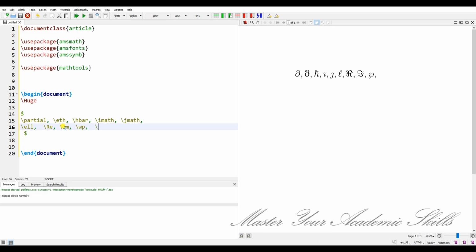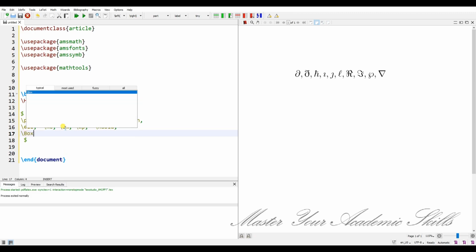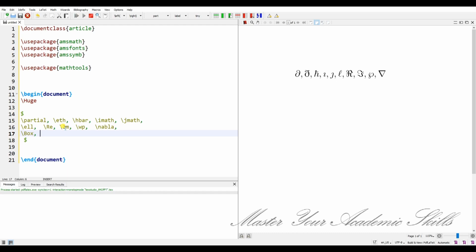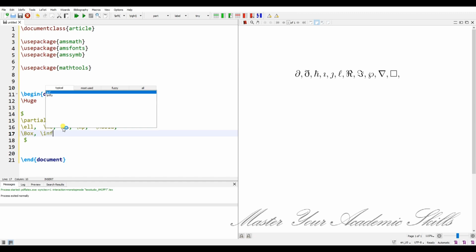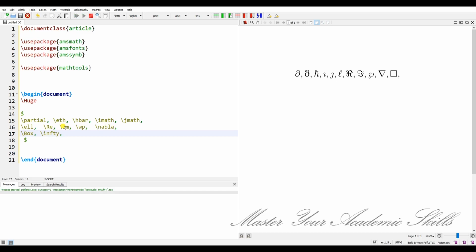Nabla is another symbol. This is the inverse form of delta. Yes, it is named Nabla. We need box. Box for a little square. You see how the little square is box. Infinity for infinity. Yes, infinity. We have it, and some Hebrew letters such as Aleph.